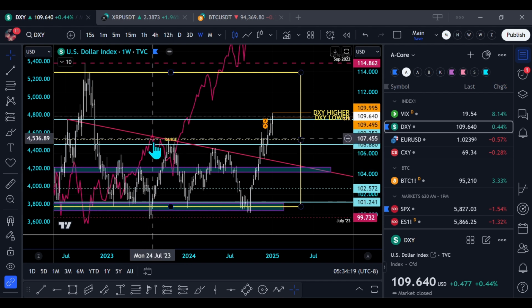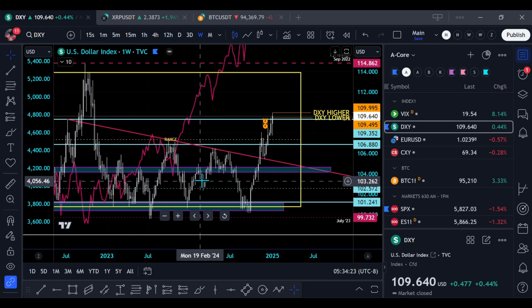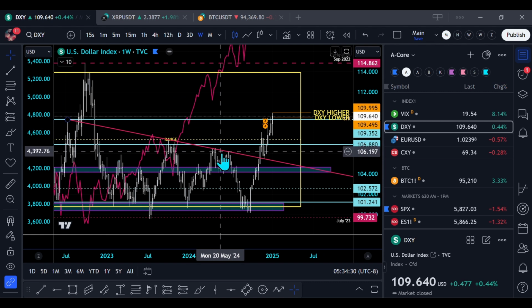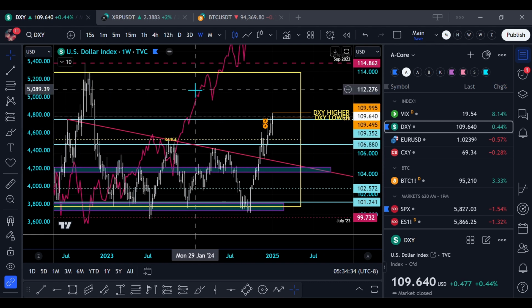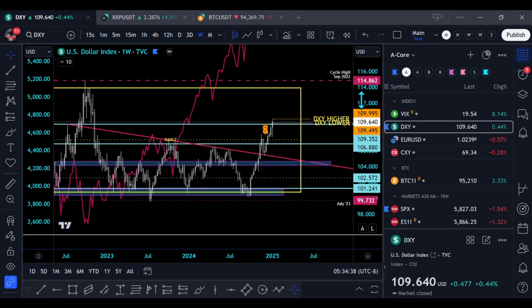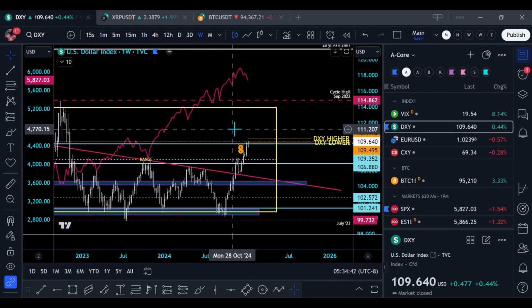DXY starts going up, stock market's coming down. DXY is coming down, stock market's going up. DXY is going up, stock market's also going up. Well, what does that mean when it's not correlated? It could just mean that the DXY is having a suppressive effect on the stock market, or other forces could be having a greater impact on the stock market at the time.